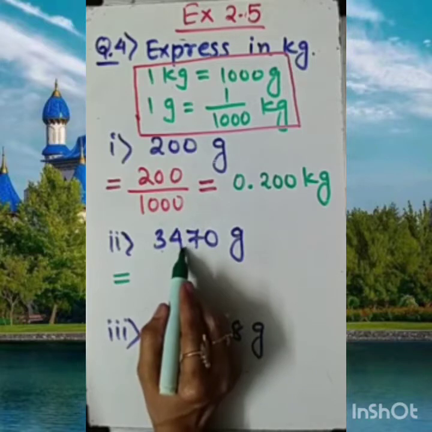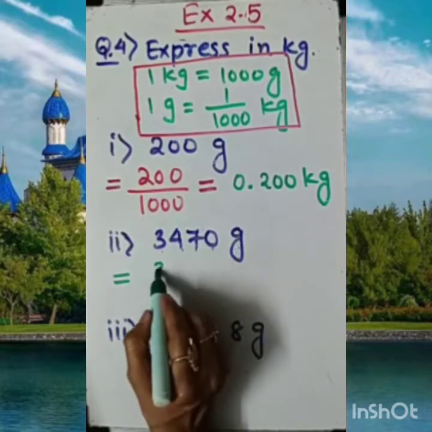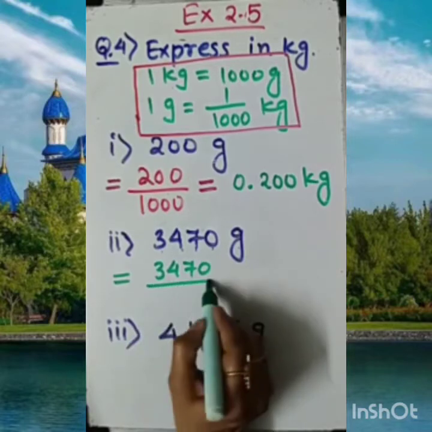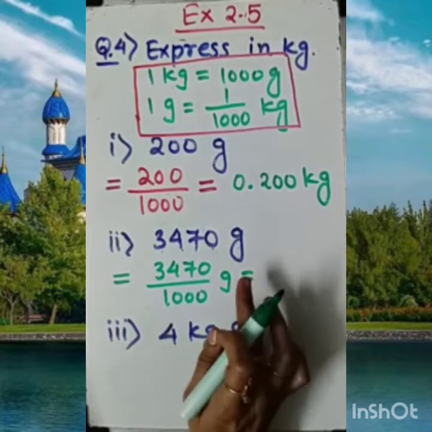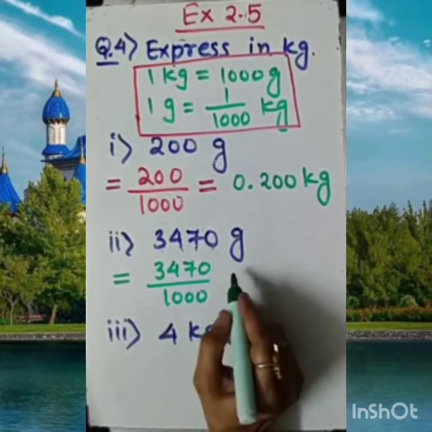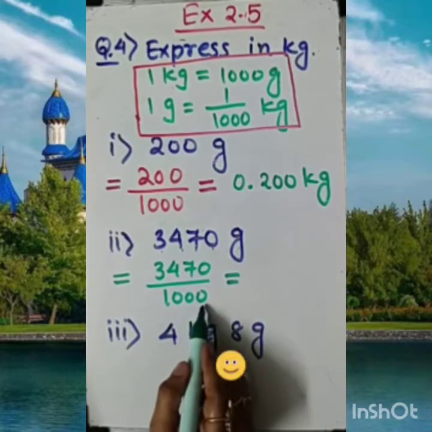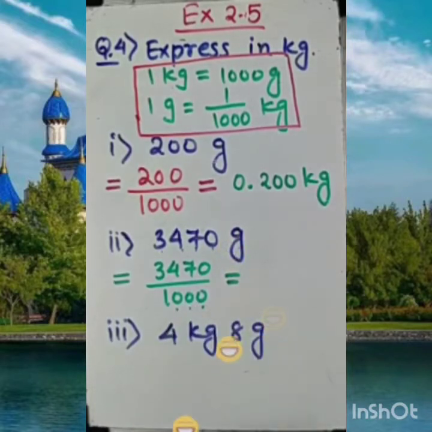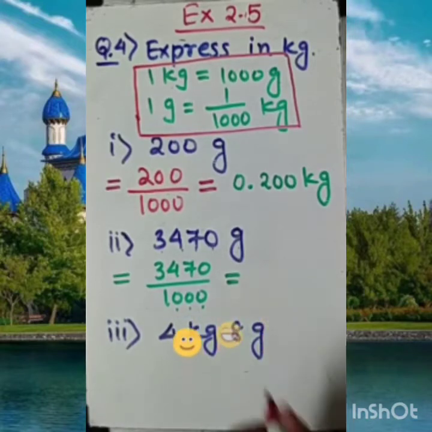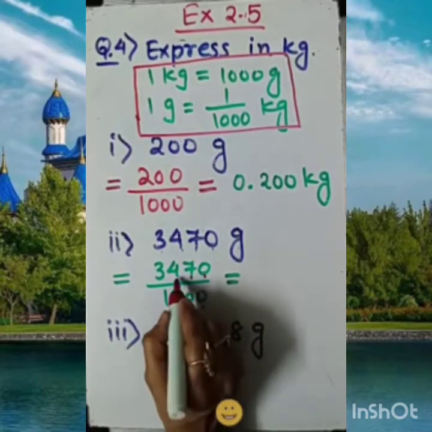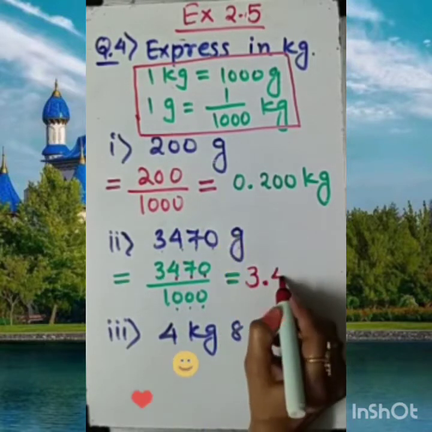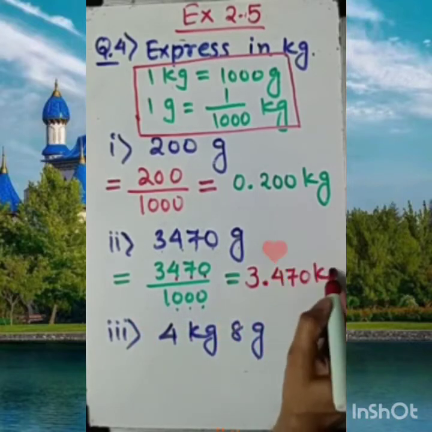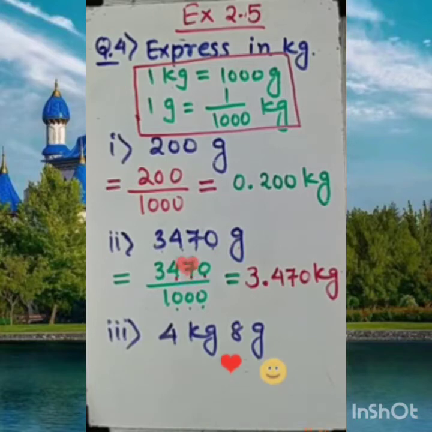Now same procedure here for the second. We are given 3470 gram. So in that, what I am going to do? I am going to divide it with 1000. Okay. So if I divide it by 1000, then it will be converted into kilogram. So how many digits I need to shift? 1, 2, 3 digit. So if I shift to the 3 digit, then this is the first, second and 3 digit. So where I should keep the decimal? 3.470 kilogram. Easy. Nothing to do, only 3 digit I need to shift after decimal.